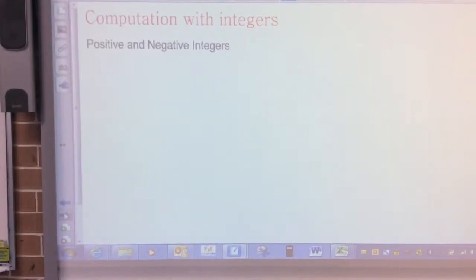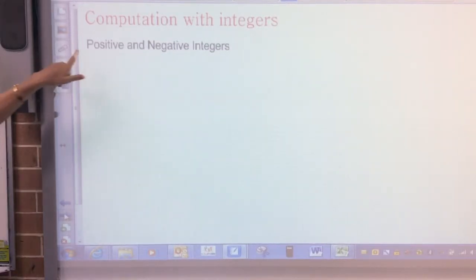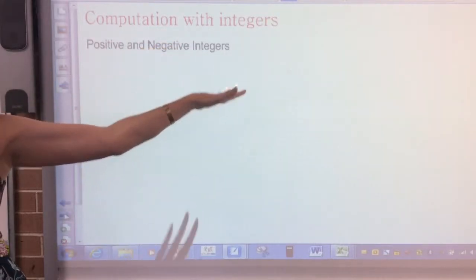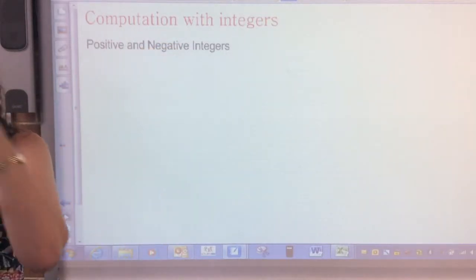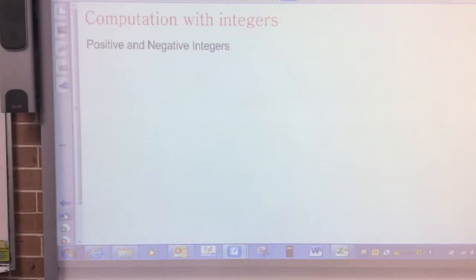So today we're looking at computation with integers. It is all revision. There is nothing new. This should be a nice, easy lesson for you. First thing we're going to look at is positive and negative integers. Now, integers are whole numbers. They could be negative, positive, or zero.